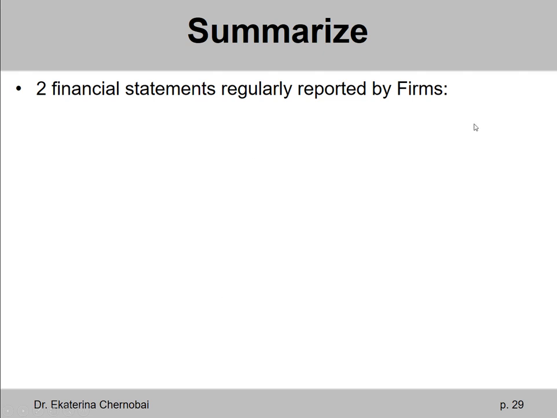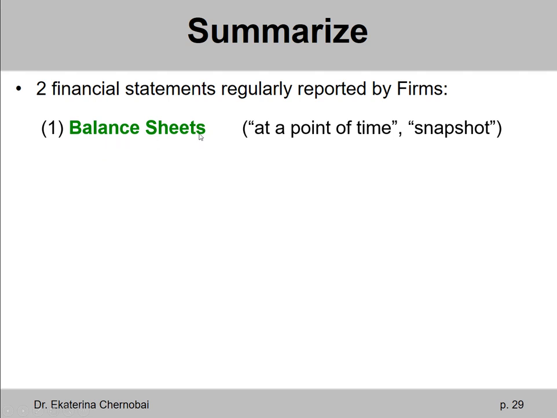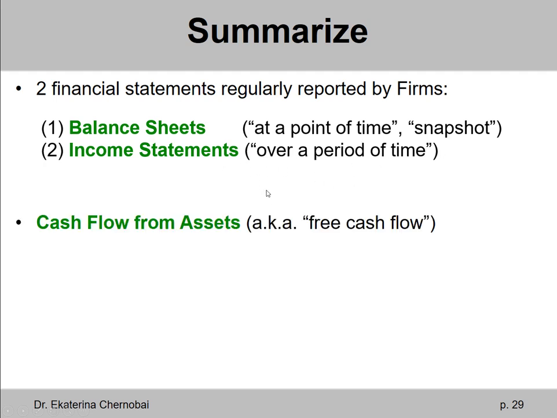Summary. We looked at two financial statements. We reviewed balance sheets, which show a firm snapshot, or a firm at a point in time, how much it has in assets regardless of when they were purchased, how much it has in debts regardless of when they were taken. And we reviewed income statements. That's when we zoom in on a specific time period, maybe a quarter, maybe a year. So it's a firm's performance over a period of time.